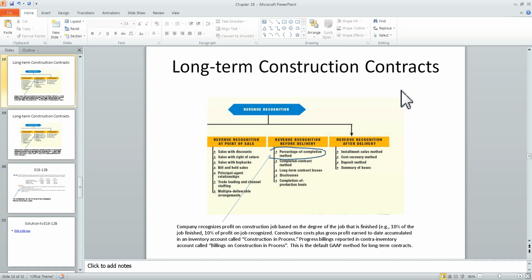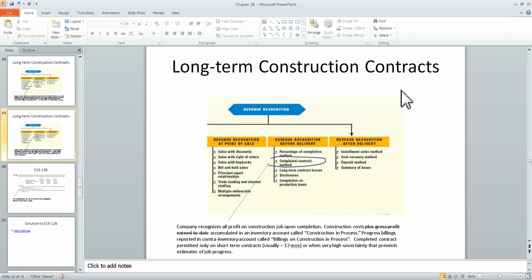This percentage of completion method is the default GAAP method for accounting for long-term contracts. However, in order to apply the percentage of completion method, you have to be able to estimate the degree of job progress. And in circumstances when you can't do that, you use the completed contract method.